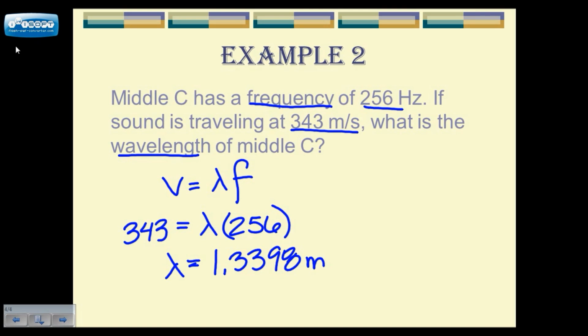1.34 is about 1 1/3 meter sticks. So middle C string is usually about that long. All right.